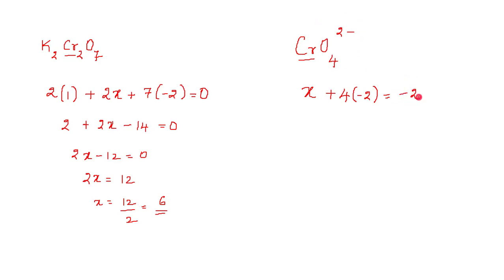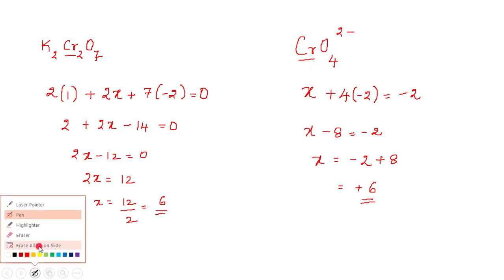You have to write -2. Okay, so x, 4 into -2 is -8, equal to -2. So x is equal to -2 plus 8, that is equal to +6. So this is the way you calculate the oxidation number of an element in a polyatomic ion. We'll see some more examples.